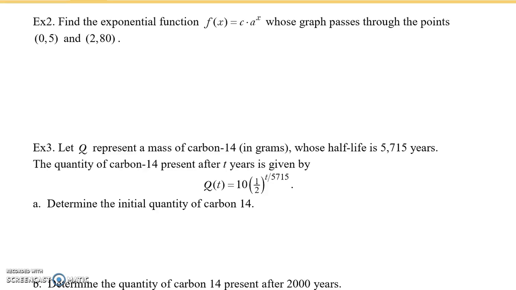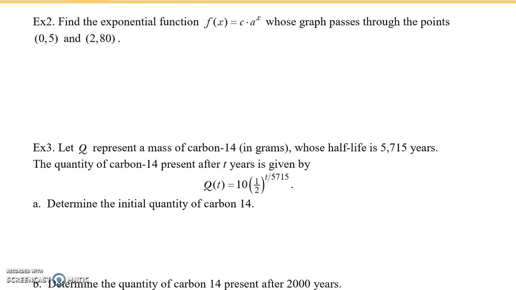Continuing now with section 4.1, let's look at example 2. Find the exponential function f of x equals c times a to the x, whose graph passes through the points (0, 5) and (2, 80). So basically we need to find a and c. A is the base of the exponential function, and c is a constant. We'll see the role that c plays as we look further into this example.